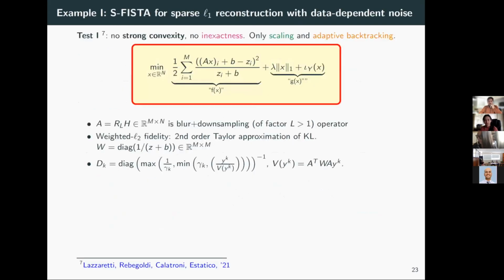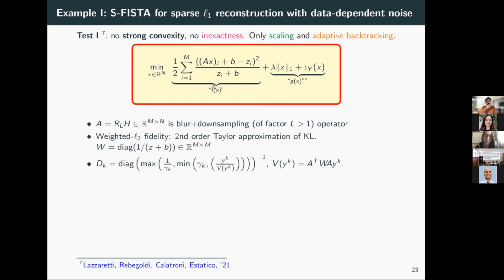So the first validation result was a little bit easy because we didn't want to include, just to start with, strong convexity, nor inexactness. So we wanted just to look at how the scaling and adaptive backtracking works. And the test problem was this one. So we used as a regularization some standard L1 regularization plus some non-negativity constraint, and a fidelity term that has been used previously to model in an easier way sort of Poisson-type statistics. You can find this by developing the Kullback-Leibler divergence using Taylor expansion around the noisy data, okay? So it's a sort of weighted L2 fidelity, which somehow encodes some signal dependence.